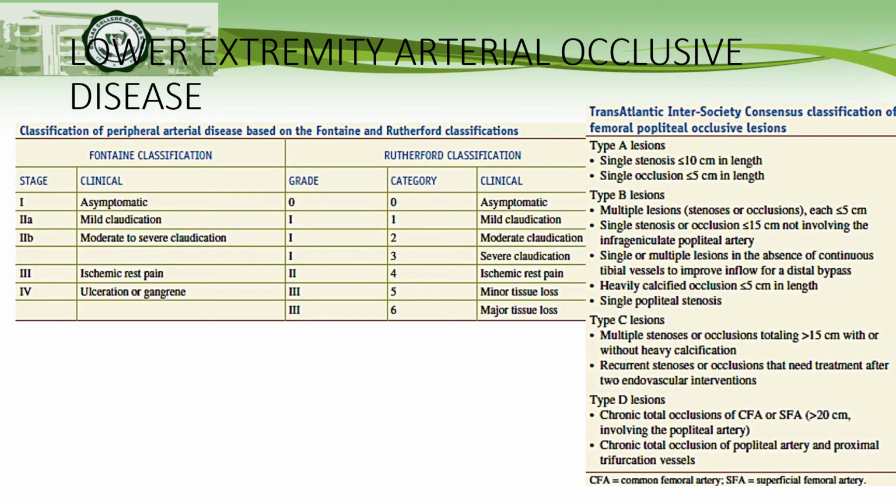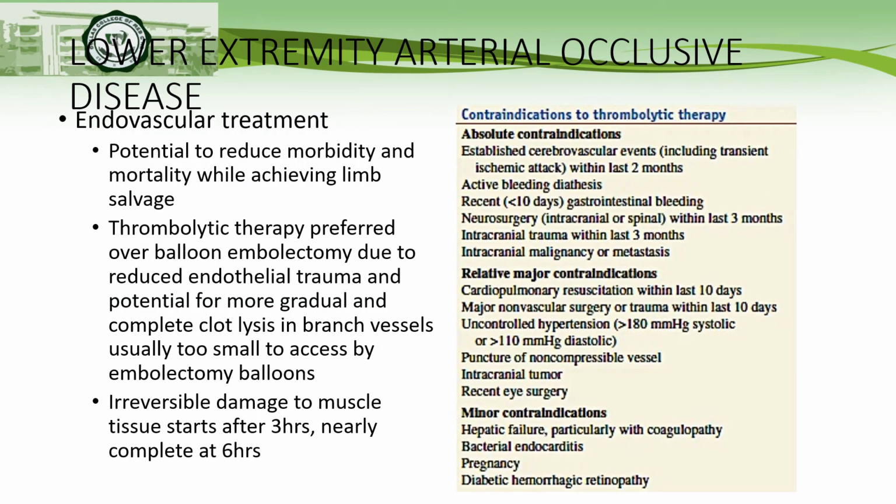Regardless of the classification, the patient with an ischemic lower extremity should be immediately anticoagulated to prevent clot propagation into the unaffected vascular bed. So, endovascular treatment is the first line treatment in patients with ALI, acute limb ischemia, since it has the potential to reduce morbidity and mortality while achieving limb salvage.